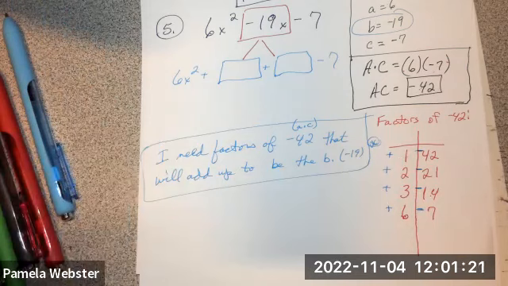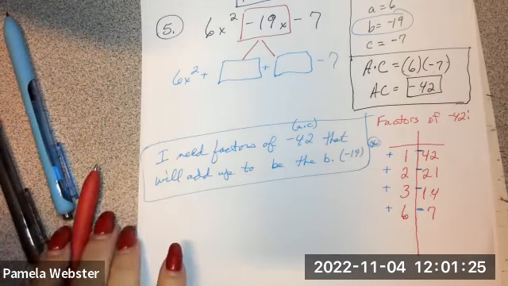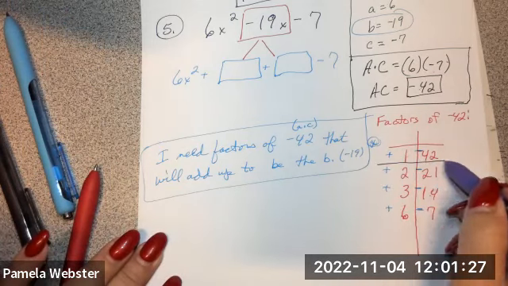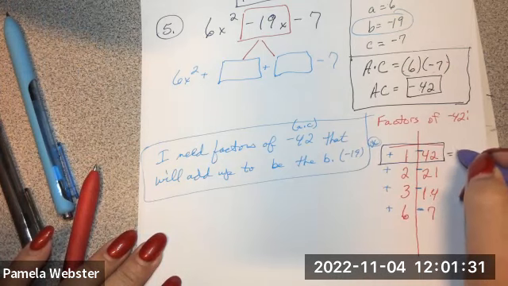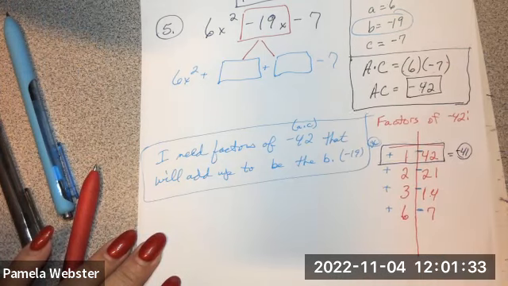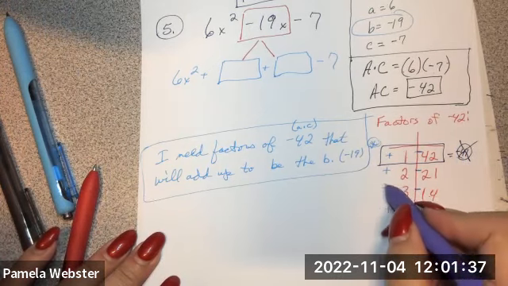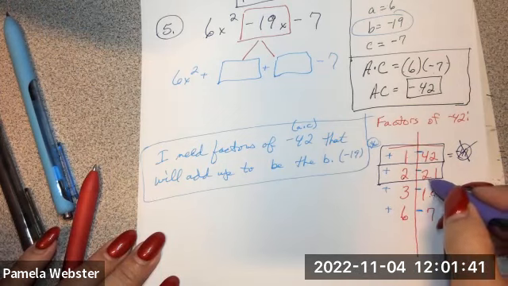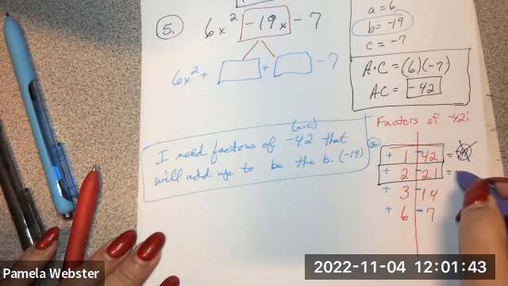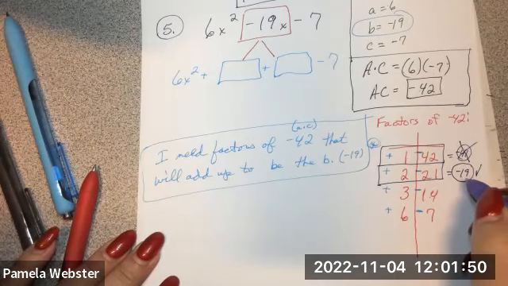So then we say, if I add those, do I get negative 19? Well, look here. If I were to add 1 and negative 42, I would get a negative 41, right? Okay, that is not 19, so that's not it, okay? But if I were to add positive 2 plus my negative 21, I would get a negative 19, okay? That is going to be the one I want, right? Because that's the negative 19.